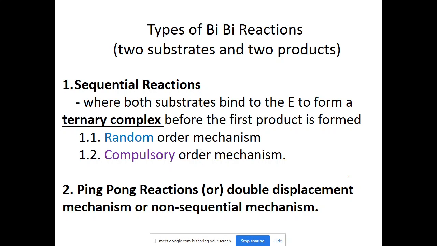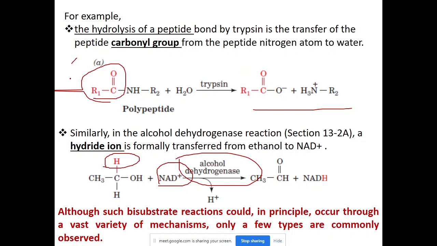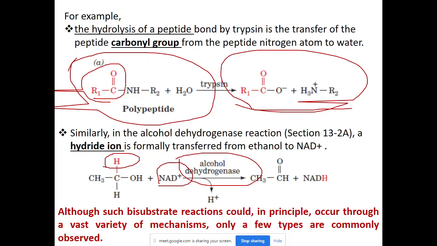So we move to the types of bi-bi reaction. Now we are introducing a term called bi-bi reaction. So far I've used the term two substrate kinetics, correct? And now we are using bi-bi. What do you mean by bi-bi? Any reaction which involves two substrates resulting in two products is known as a bi-bi reaction. So there are two substrates leading to the formation of two products. So this is called a bi-bi reaction.